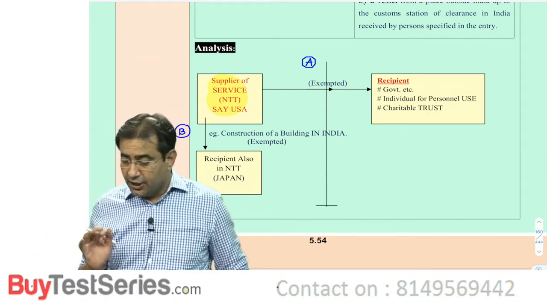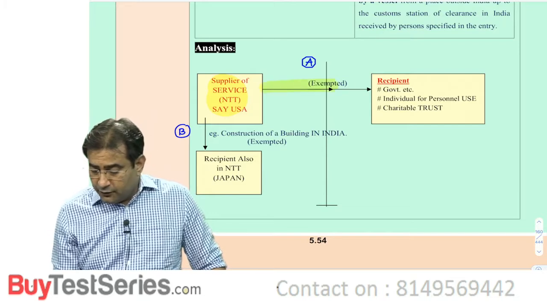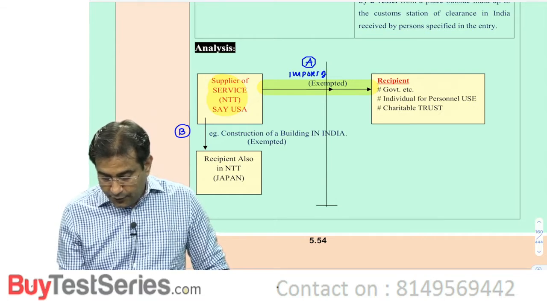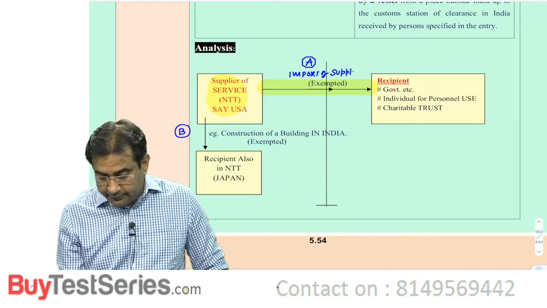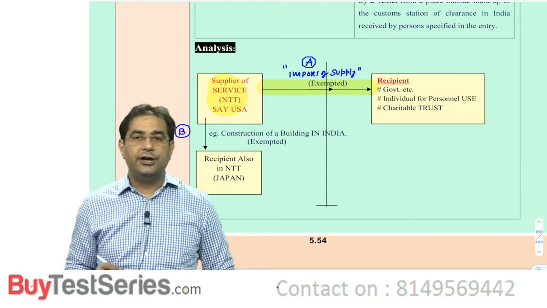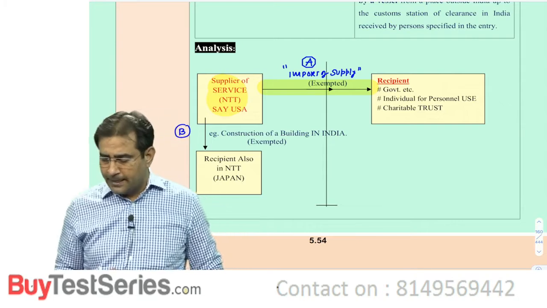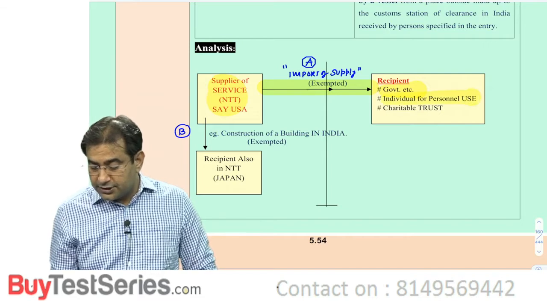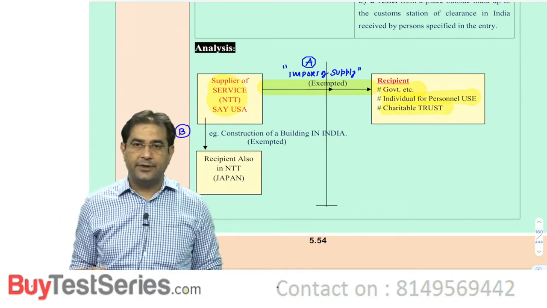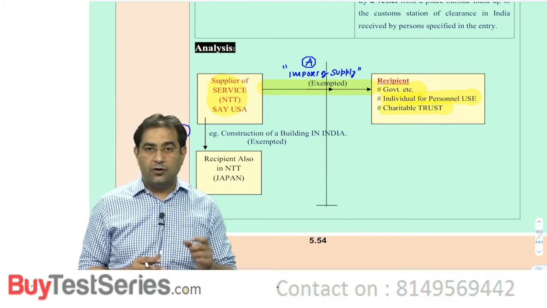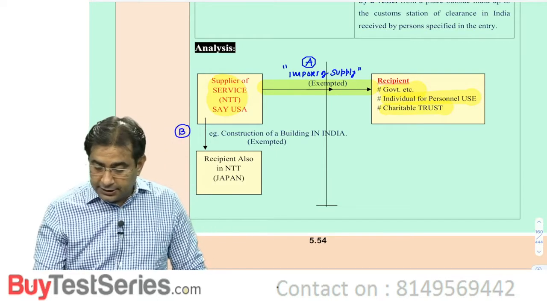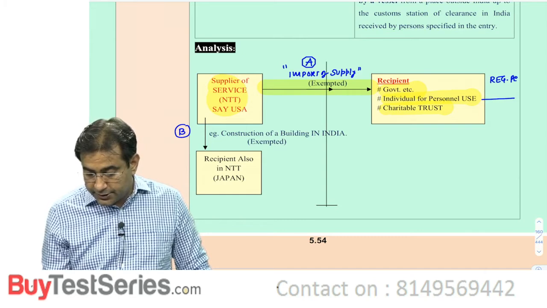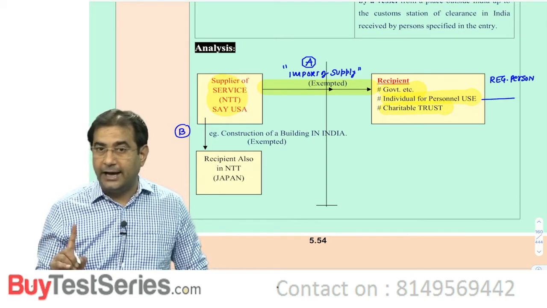Right, sir? So imagine if there was no exemption in such a particular situation. This is import of services, and we have linked the transaction of import of services at many places. But this time the recipient is government, an individual for personal use, or a charitable trust. In all three situations, one thing is common: these are not registered persons due to their own activity.